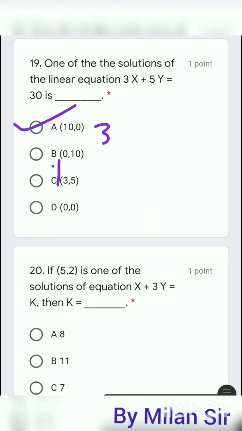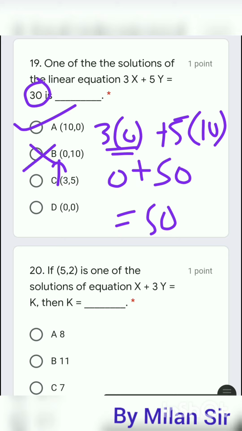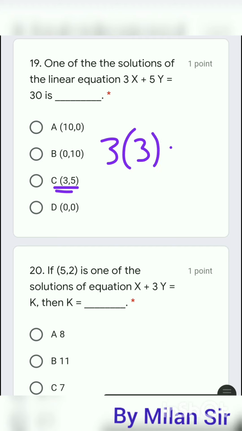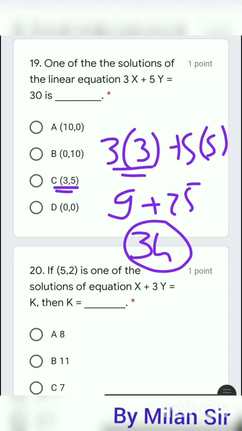So now x is equal to 0 and y is equal to 10. So 3 into 0 is 0, 10 5s are 50. Our answer is 50, but here we have 30. That's why this is the wrong answer. Right? Now check (3, 5). So 3 into x, x is 3, plus 5 into y, y is 5. So 3 3s are 9, 5 5s are 25, 25 plus 9 is 34, which is not equal to 30. That's why this is the wrong answer.